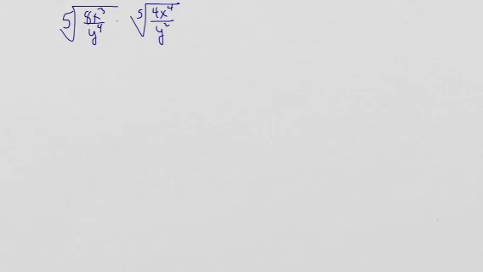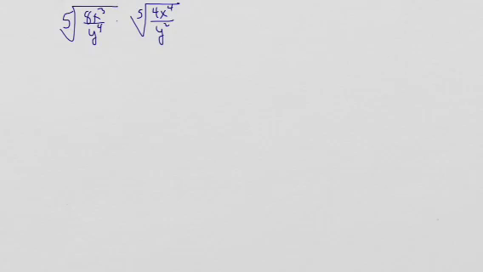Okay, I am going to show you how to multiply, simplify, and rationalize these two lovely factors. So we have the fifth root of 8x cubed over y to the fourth, times the fifth root of 4x to the fourth divided by y squared.